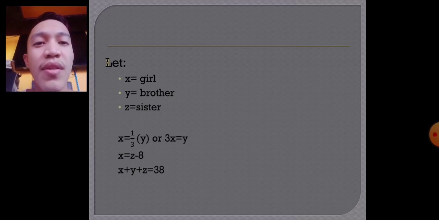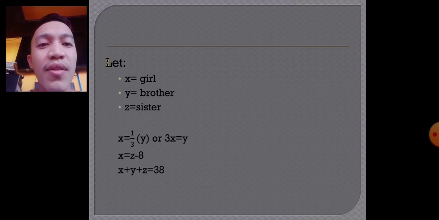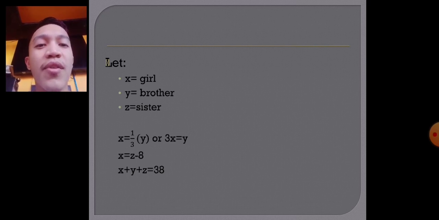Now based on the problem, the girl is 1/3 the age of her brother. We represent that as X equals 1/3 times Y, or 3X equals Y. Then she is 8 years younger than her sister, and that should be X equals Z minus 8, and the sum of their ages is 38, and that's X plus Y plus Z equals 38.